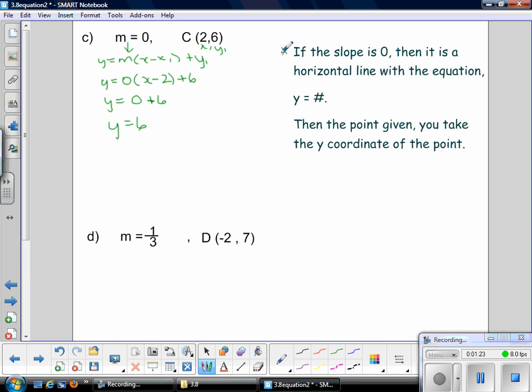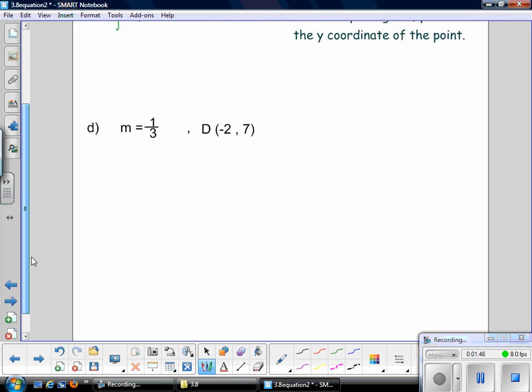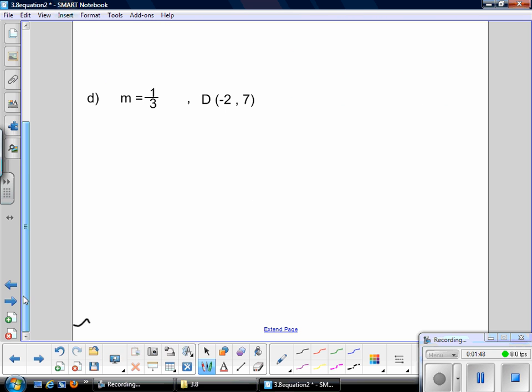If the slope is 0, then it's a horizontal line with an equation y equals a number. So if I see m equals 0, I don't even have to go through all this process. I know it's going to be y equals a number, and the number will be the y coordinate of the point they give me. Okay, so let's try another example.